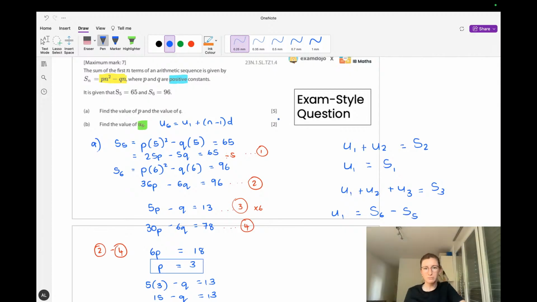See how it's only 2 marks as well? So they actually don't want you to go and find the first term and the second term and the difference and everything. You could find S of 1 and S of 2, and then you'd know your difference and your u1. But it's way easier just to take the sum of the 6 terms minus the sum of the 5 terms, and that's going to give you what is left. Not u1, sorry, u6.